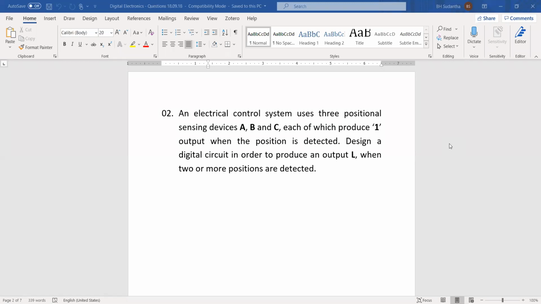2 or more positions are detected. Okay. First thing, try to understand the number of inputs and number of outputs. We already discussed that one. And then prepare the table.